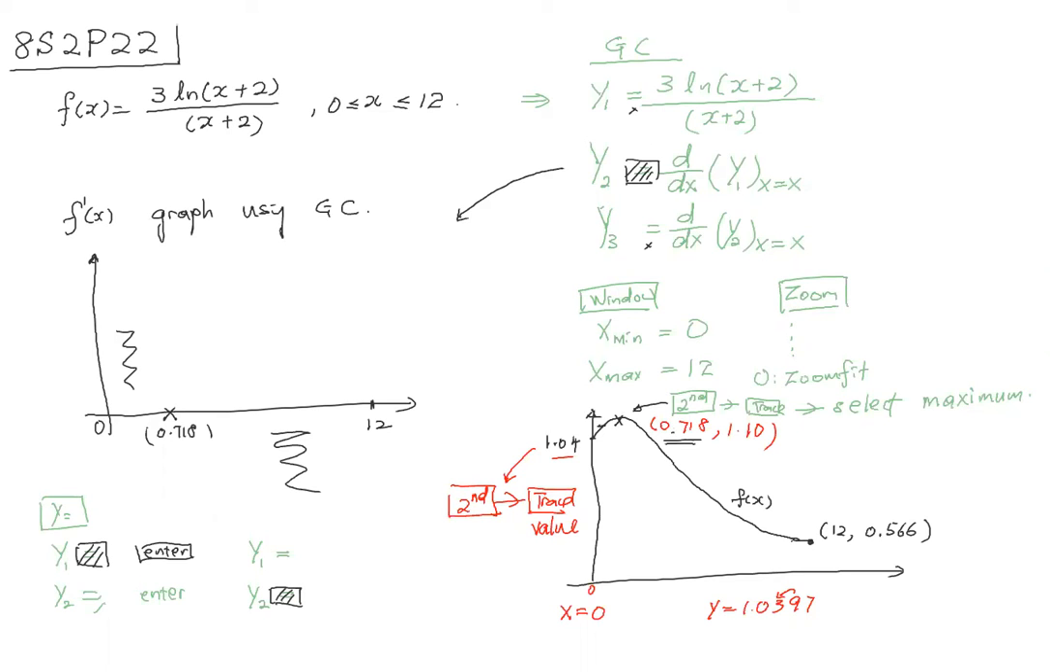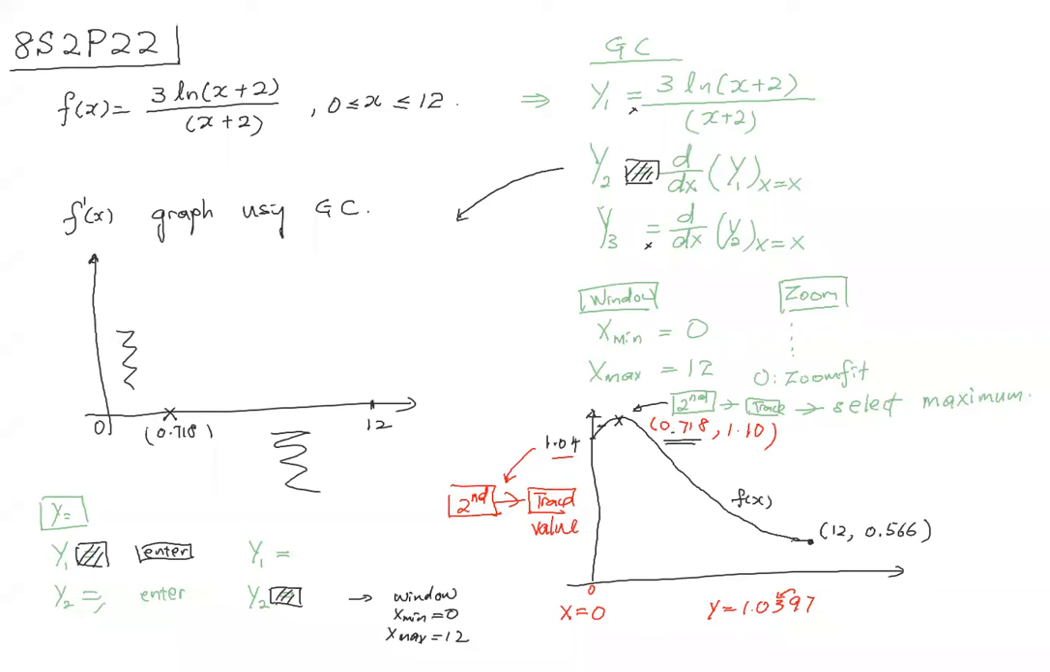Okay. Then after you have done this, you go to your window. Same thing, your x minimum, 0, your x maximum, 12. You got it? Got it? Miss, Y3 also no need highlight, right? Y3 also no need highlight.